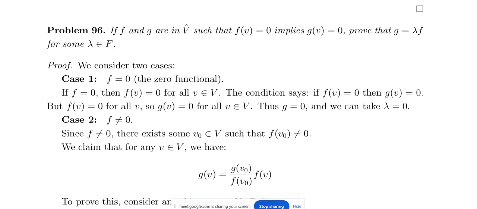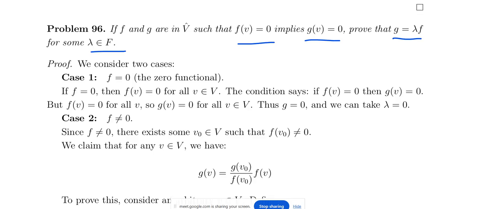And f and g are in V dual, such that f of v equal to 0 implies g of v equal to 0. Then g equal to lambda f, where lambda belongs to F.